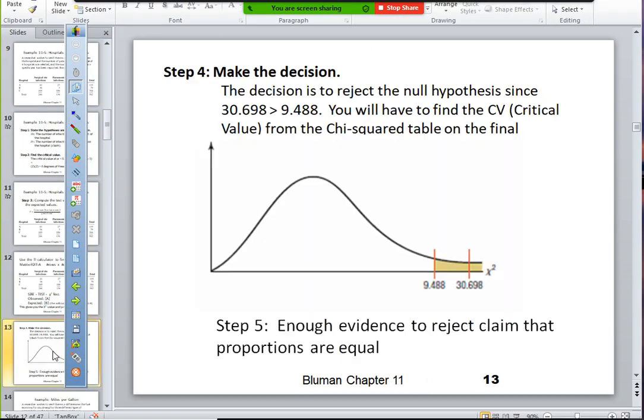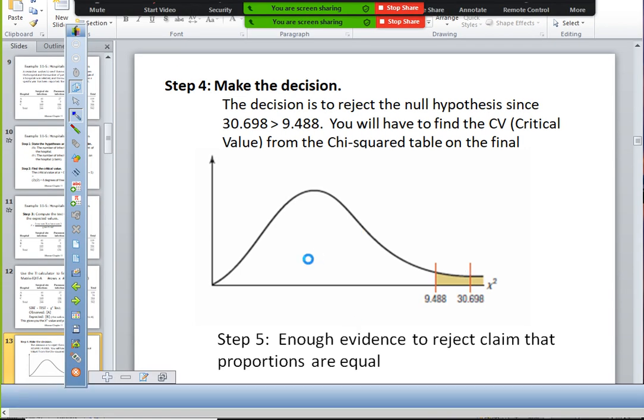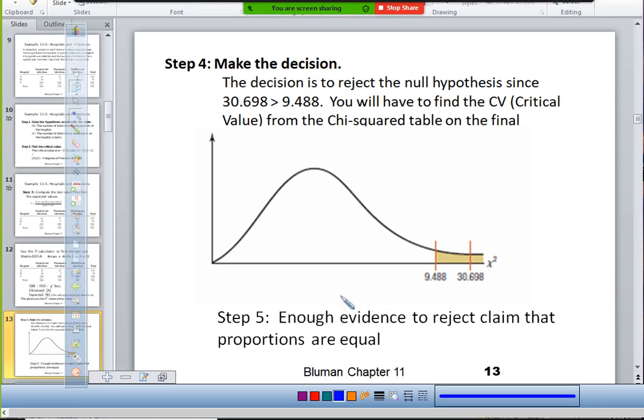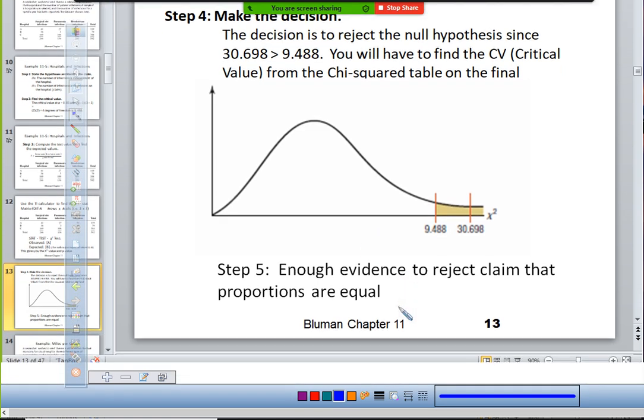And then, step 4. So again, it's pretty typical, right? This guy was in the rejection area, so we're going to reject. If it, like my 3.6, falls over here, we would not reject him. So either you reject H0 if you're over here, or you do not reject H0 if you're over here. And then step 5 is either you have enough or you do not have enough evidence to reject the claim that proportions are equal. That's it.